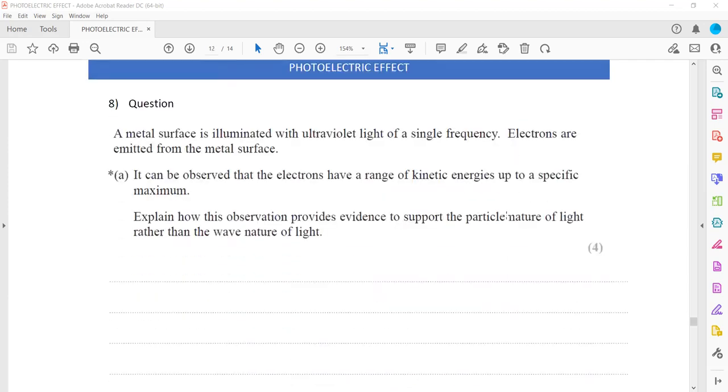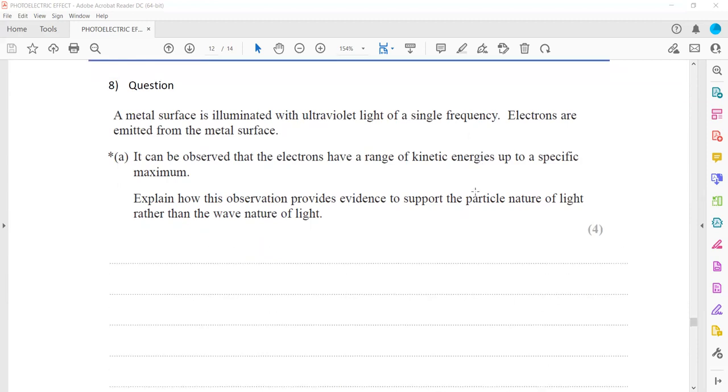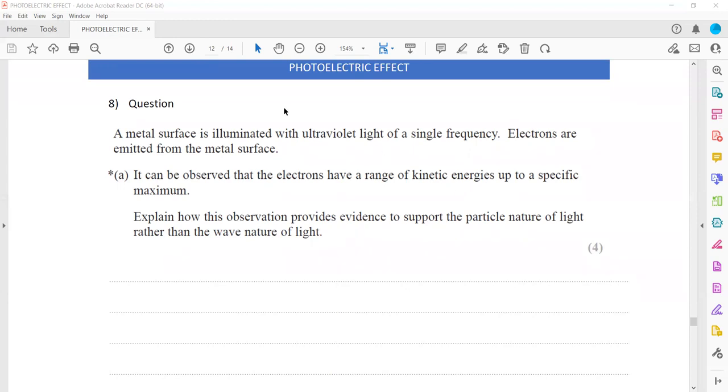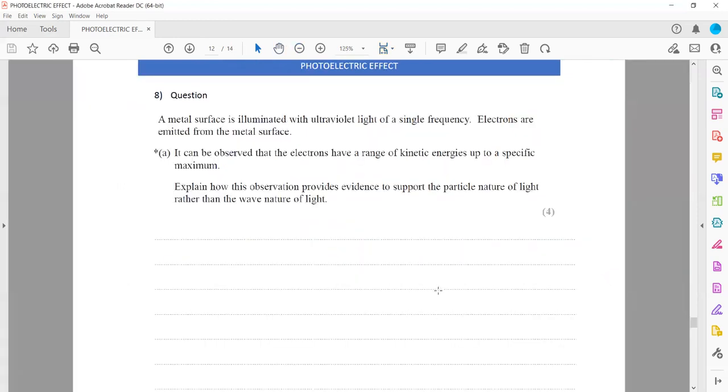In question 8, a metal surface is illuminated with ultraviolet light of a single frequency. Electrons are emitted from the metal surface. It can be observed that the electrons have a range of kinetic energies up to a specific maximum. Explain how this observation provides evidence to support the particle nature of light rather than wave nature. You can see the same question repeated many times: why the photoelectric effect can only be explained by particles, not waves. So what will be our points?